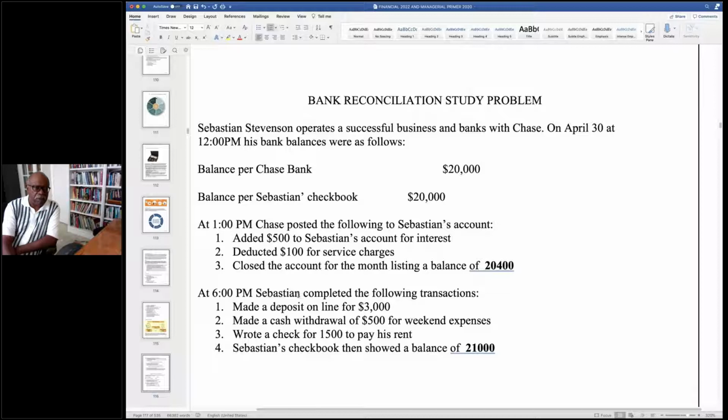Sebastian, at 6 p.m., made a deposit of $3,000. He made a cash withdrawal of $500, and wrote a check for $1,500 to pay his rent, and so his checkbook showed $21,000. Looking at this analysis, what is Sebastian's actual cash balance? What is his actual cash balance?